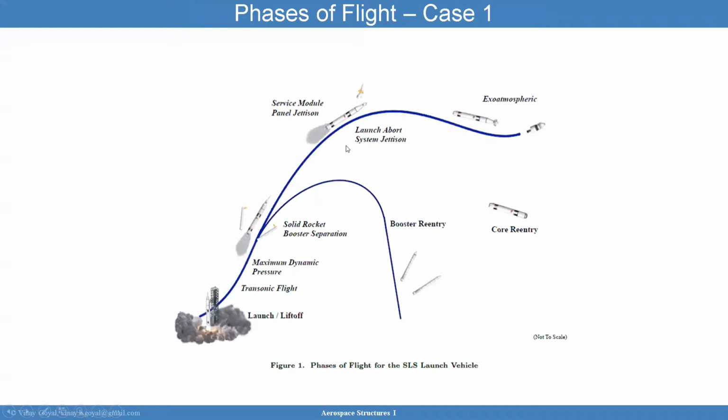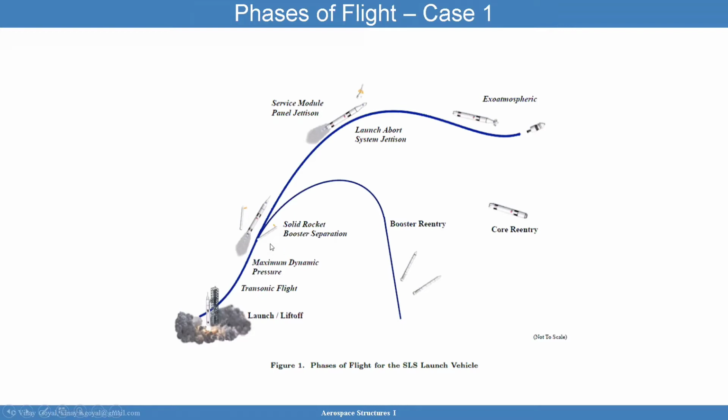So here are the phases of flight that we need to be considering. Here are the phases of flight for the SLS launch vehicle. You're going to have launch and liftoff. You're going to have transonic flight. You're going to have maximum dynamic pressure. You're going to have side rocket booster separation.